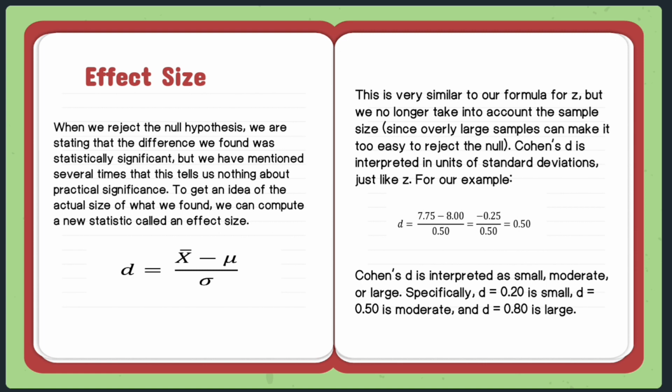Mao na siya ang kalayo sa duha ka mean. I mean, ang difference sa duha ka means. So hence D is interpreted as small, moderate, or large. Specifically, D equals to 0.20 is small and Cohen's d na 0.50 is moderate and the Cohen's d na equals sa 0.80 is large.